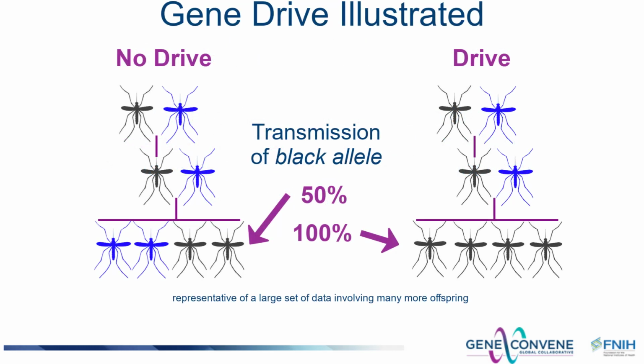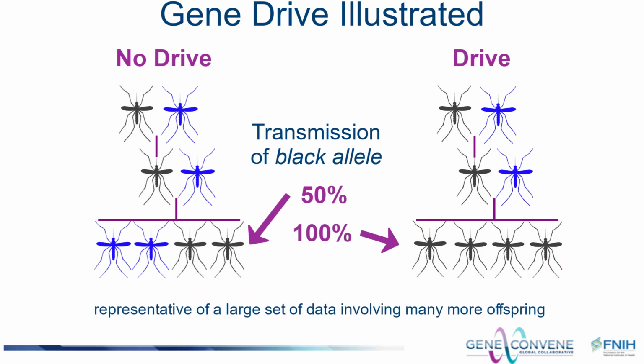This is simply illustrated here, where the inheritance of the black allele of a gene shows no evidence of drive in the situation on the left, but does show evidence of drive in the example on the right. In the example on the right, the black allele is preferentially transmitted to the next generation. The black allele is driving and displays gene drive.